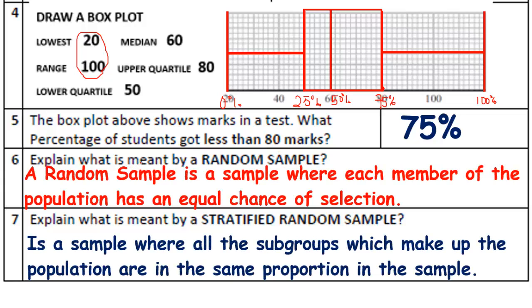Make sure you know them. Make sure you can actually just write these out on command in an exam. So a random sample is a sample where each member of the population has an equal chance of selection. Question 7. Explain what is meant by a stratified sample. A stratified sample is a sample where all the subgroups which make up the population are in the same proportion in the sample.